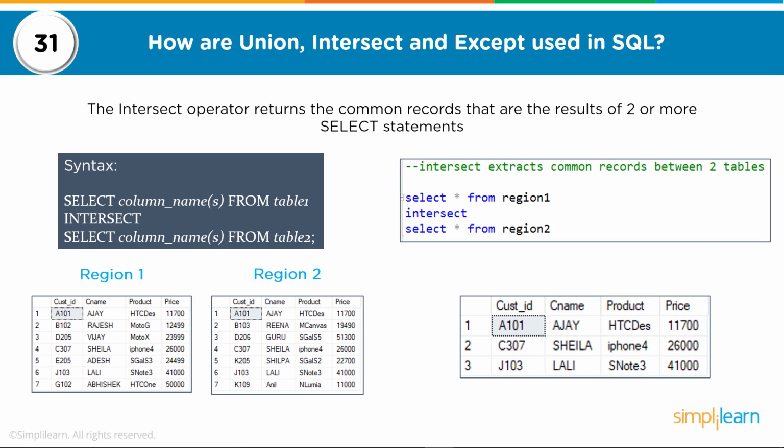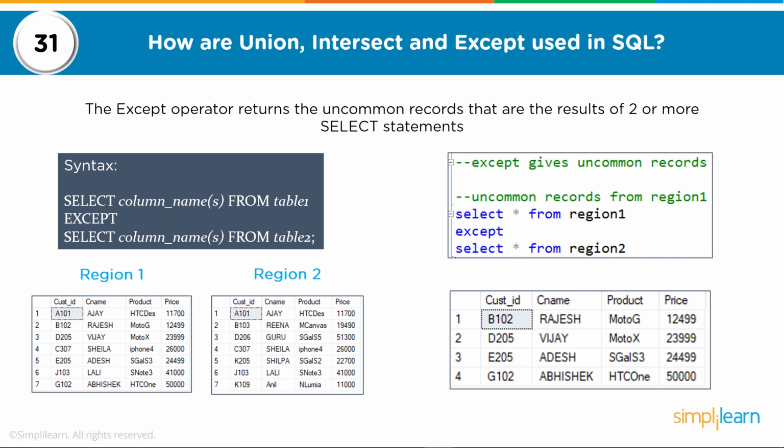When we look at the INTERSECT operator, it returns the common records that are the result of the two or more SELECT statements. So you can see here we SELECT * FROM region1, INTERSECT, SELECT * FROM region2, and we come up with only those records that are shared, that have the same data in them. And hopefully you jumped ahead to the EXCEPT. The EXCEPT operator returns the uncommon records that are the result of two or more SELECT statements. So these are the records that are not shared between the two tables.